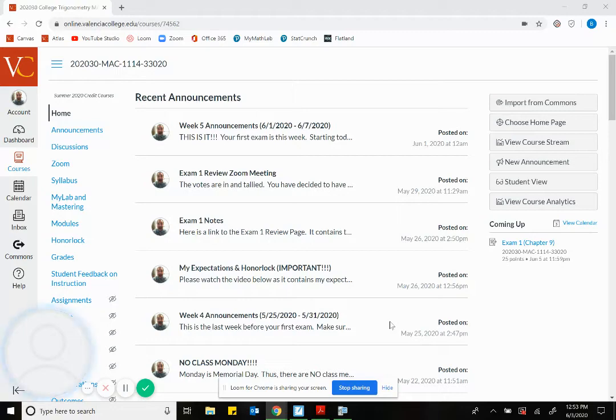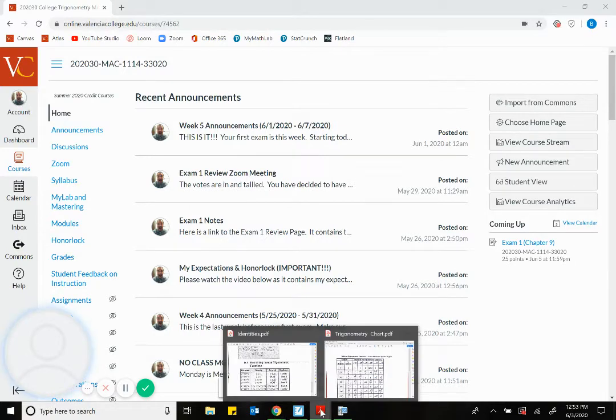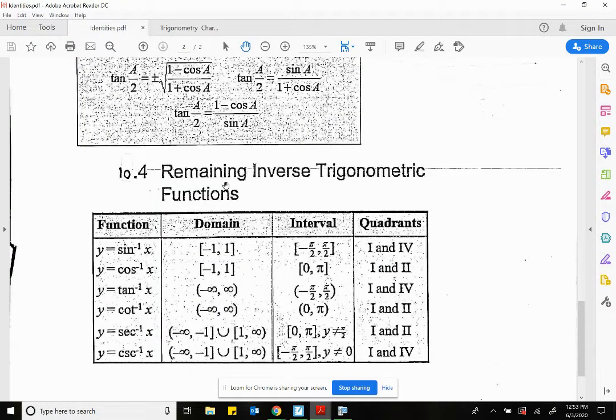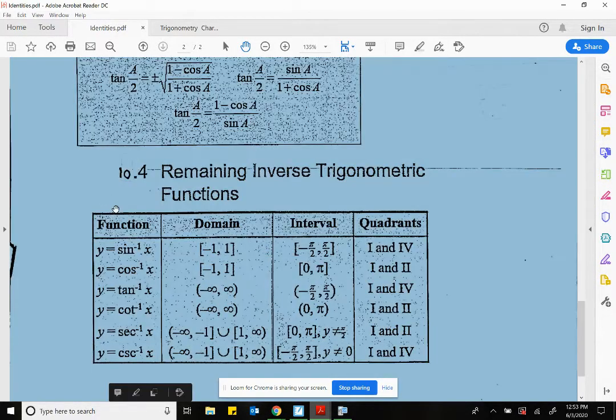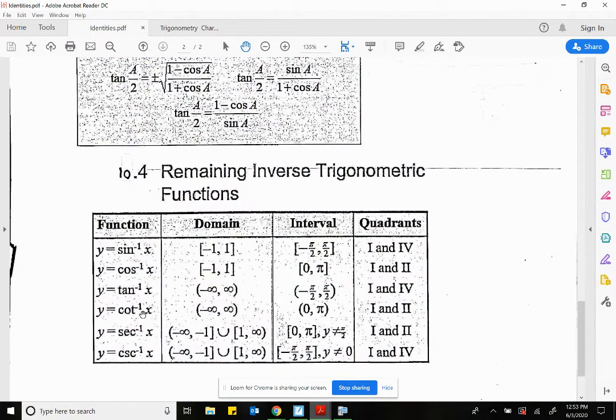All right, welcome back. Let's talk about section 10.4. We are almost done with chapter 10. So let's do this. Section 10.4 is all about inverse trigonometric functions, okay? So right here, I've given you some information. Here's what inverse trig functions look like. This -1 power means inverse.